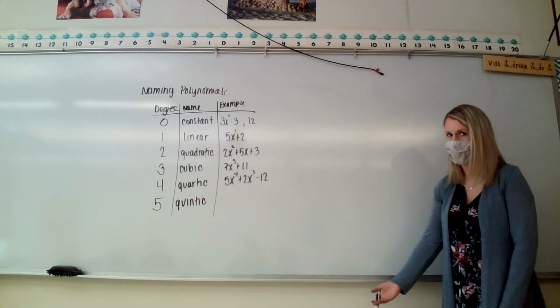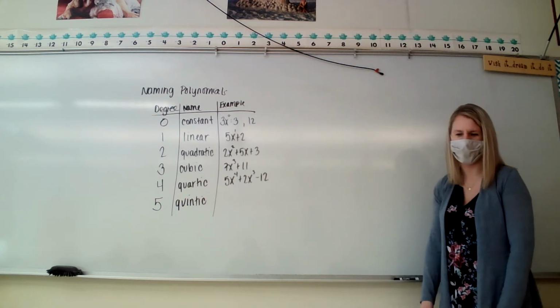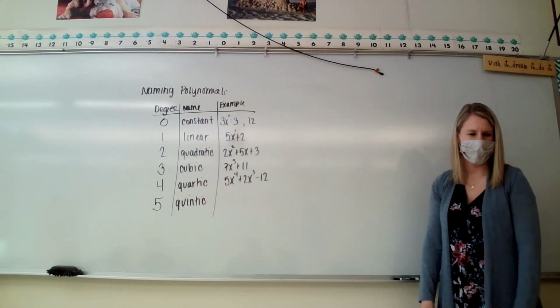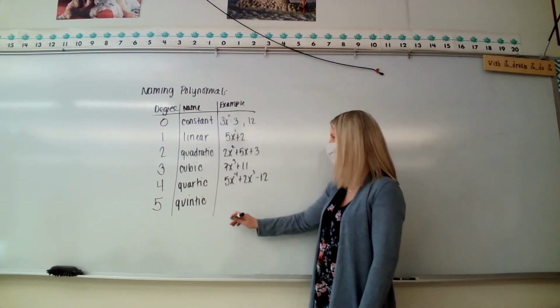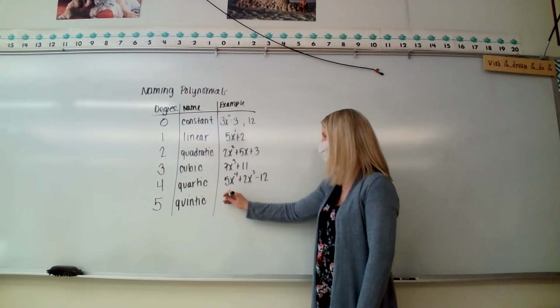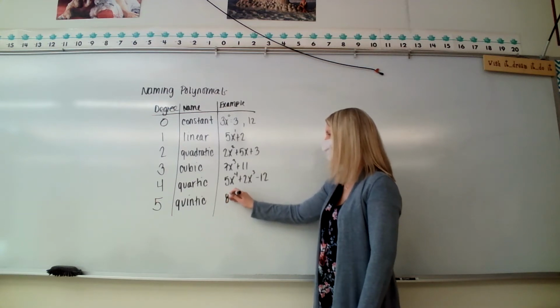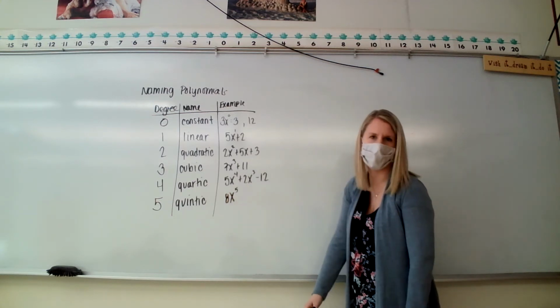You've heard of quintuplets, you have 5 of them. I can't think of anything else that starts with quin. I don't know. That's kind of your starting for 5. So anything that's, I'm getting lazy here, is 8x to the 5th. I'm getting lazy writing my examples.